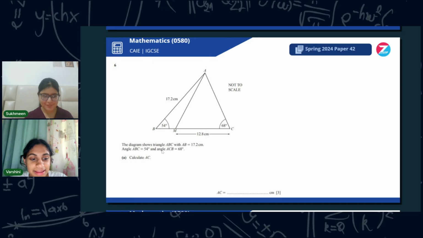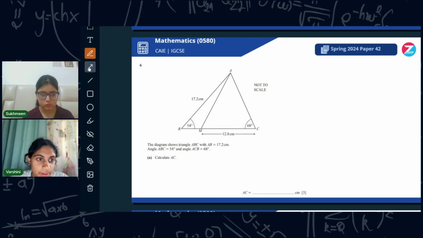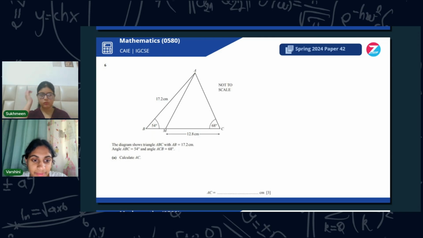Question 6. The diagram shows triangle ABC with AB equals 17.2 and angle ABC equals 54 degrees and angle ACB equals 68 degrees. For part A, calculate AC. So we can see AC over here is this length. So to calculate AC, we have two angles and we have a side.